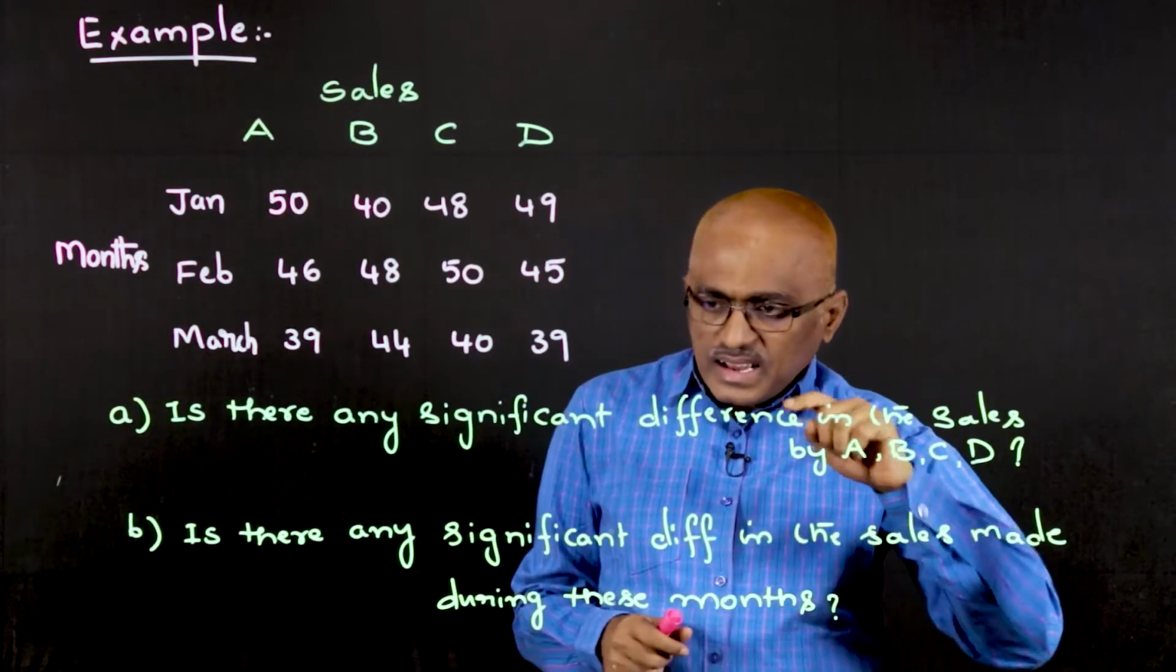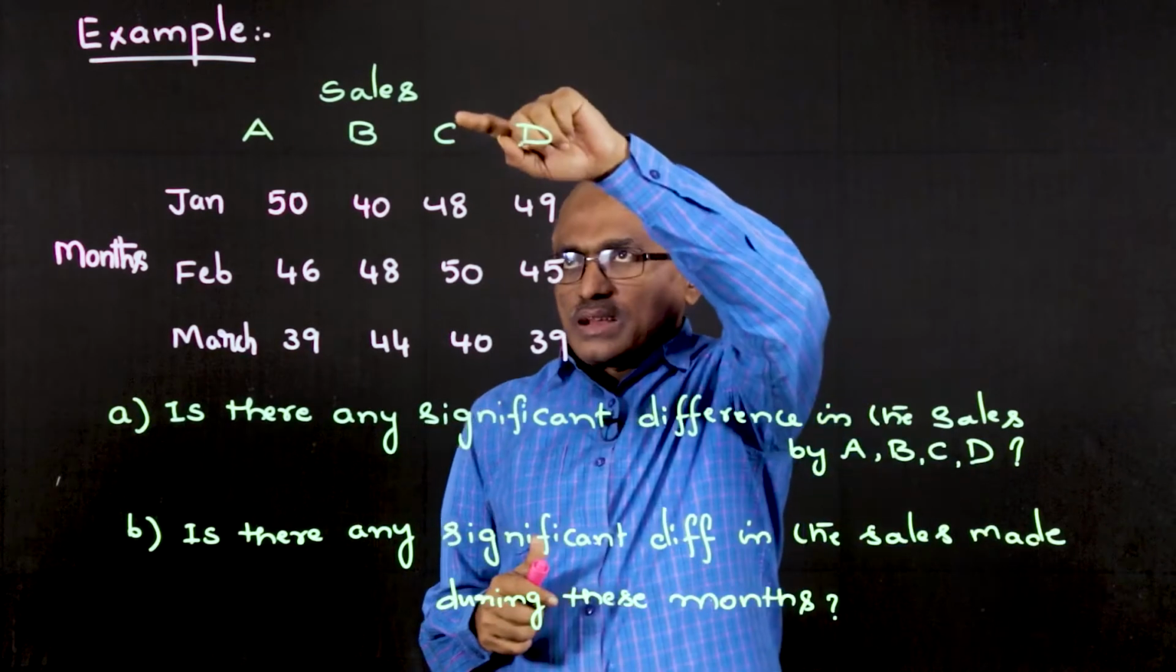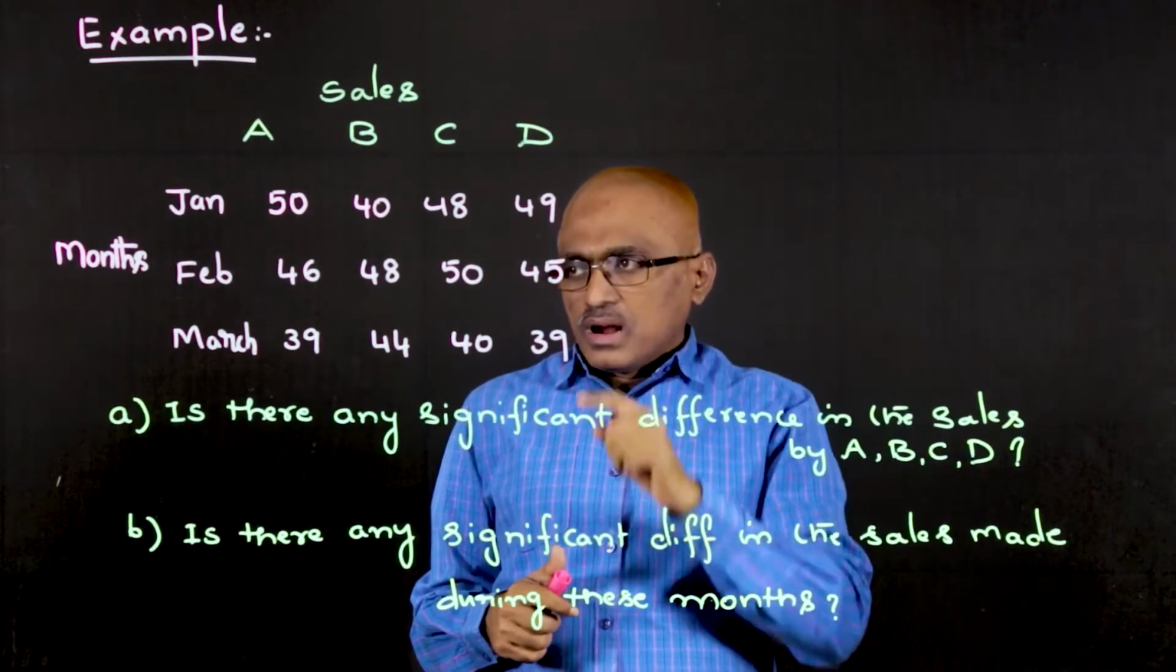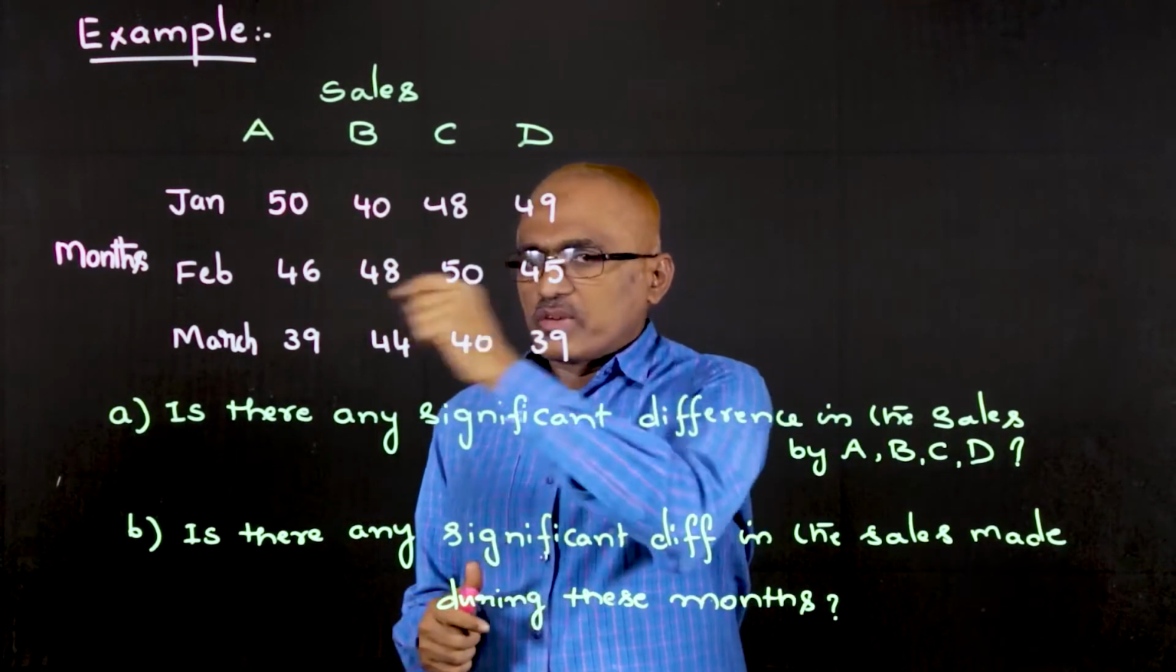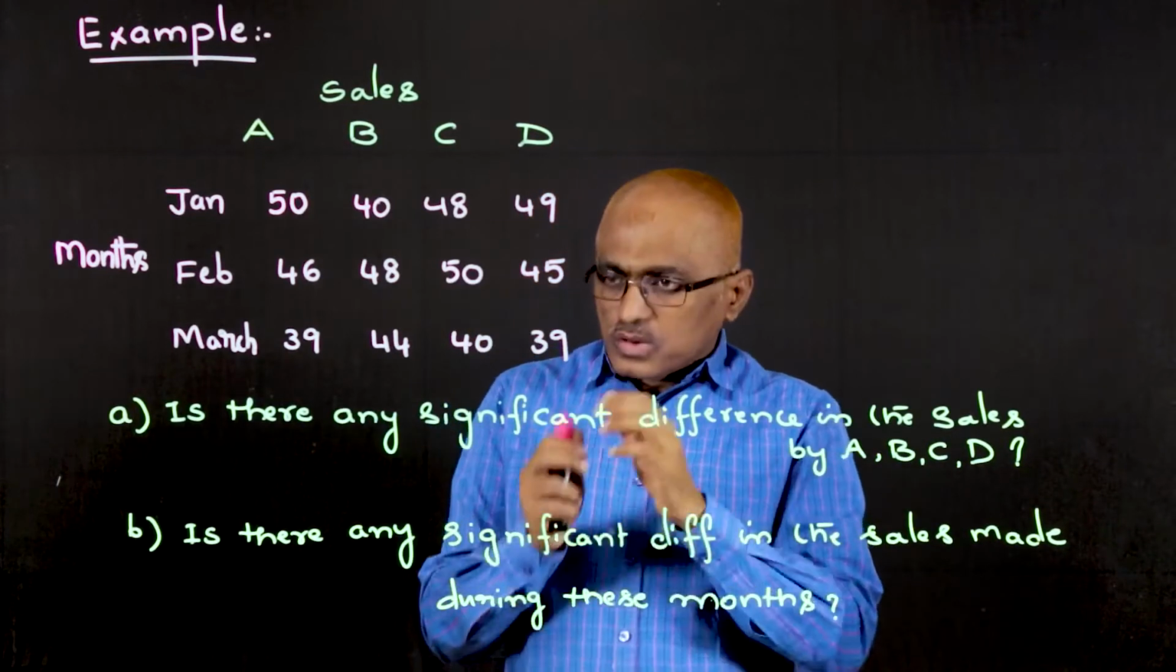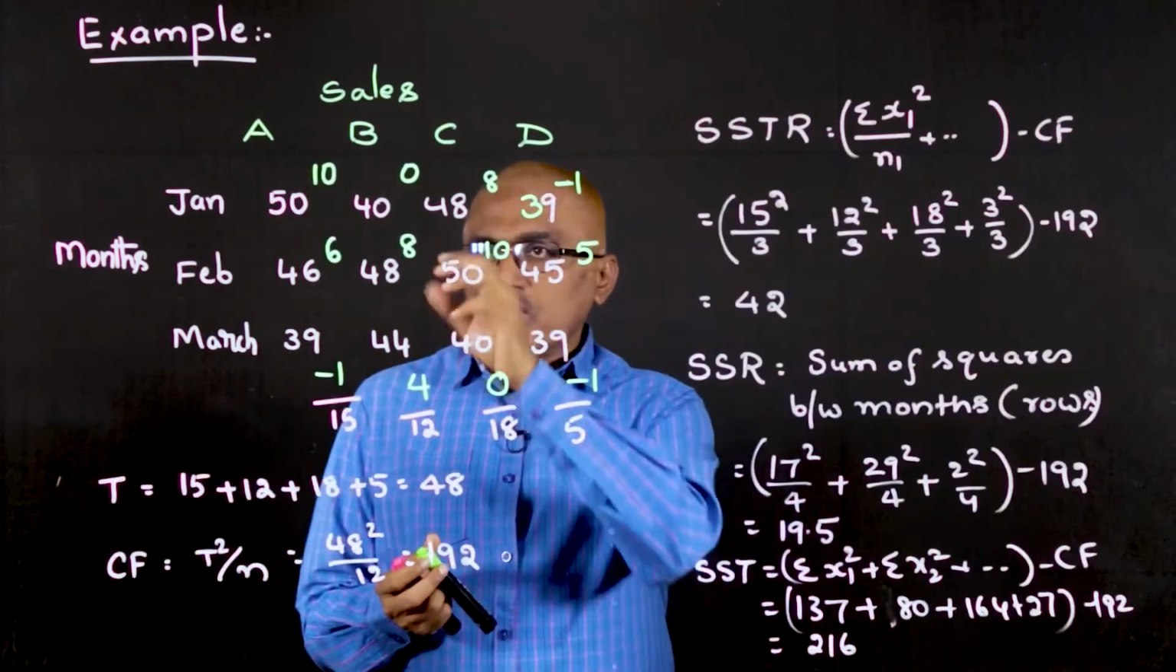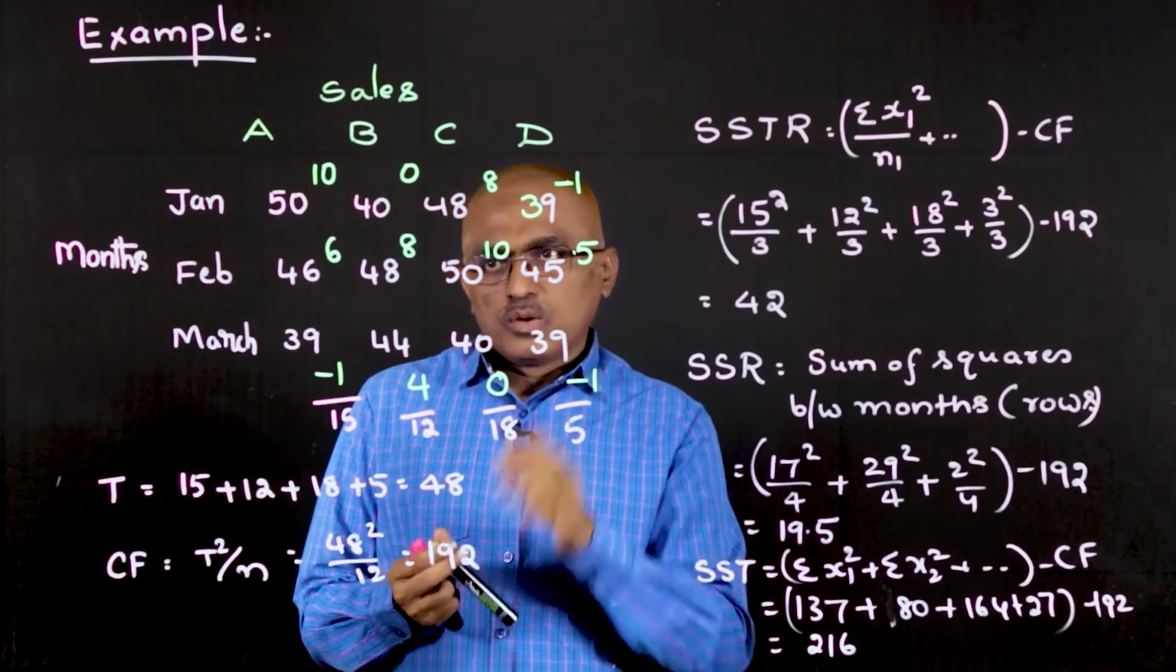By using two-way ANOVA, we can answer the two questions: is there any significant difference with respect to sales done by 4 different teams, and also with respect to the months Jan, February, and March. Okay. So we'll see how to do it. Now we'll try to solve this problem by using ANOVA.